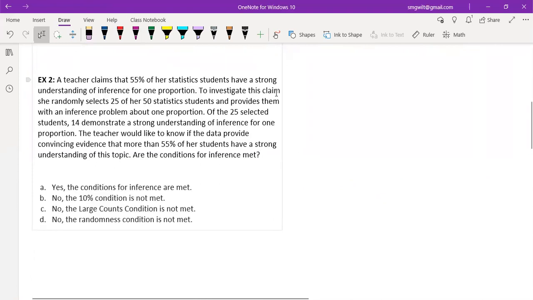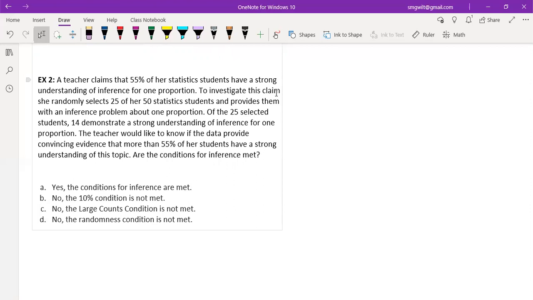A teacher claims that 55% of her statistics students have a strong understanding of inference for one proportion. To investigate this claim, she randomly selects 25 of her 50 statistics students and provides them with an inference problem about one proportion. Of the 25 selected students, 14 demonstrate a strong understanding of inference for one proportion. The teacher would like to know if the data provide convincing evidence that more than 55% of her students have a strong understanding of the topic. Have the conditions for inference been met?